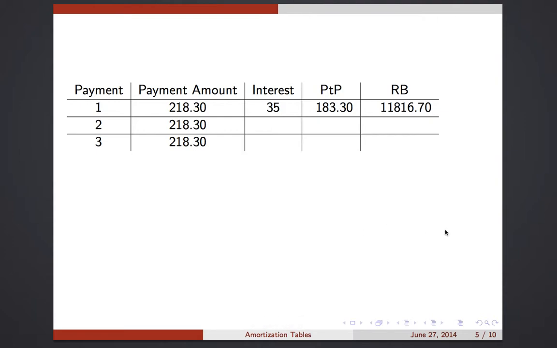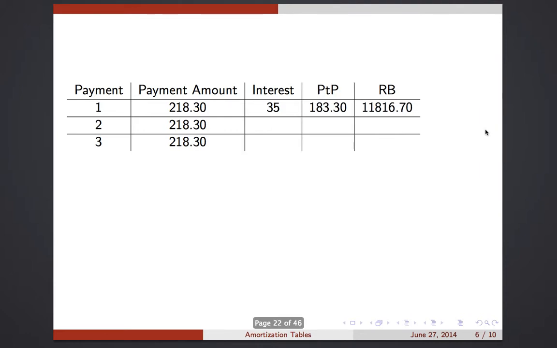Okay, so let's just pause and look at this first row here. This was my first payment. That's what that one means. I paid $218.30. That's what this number is saying. Of that $218.30, $35 was kept as interest. It didn't do me any good. But of that $218.30, $183.30 was used to pay down my loan. And this is how much I still owe. So that's what it's telling you.